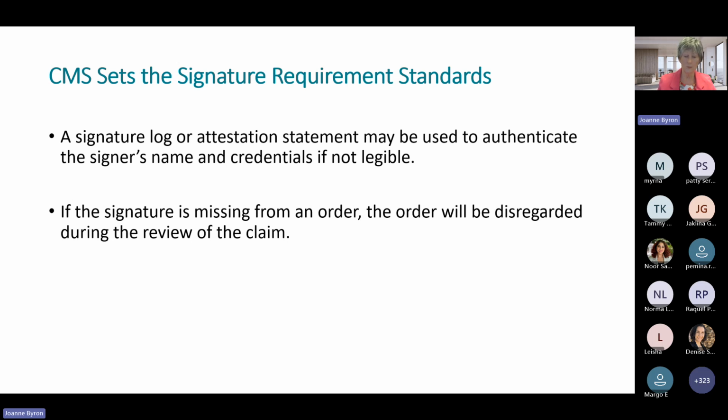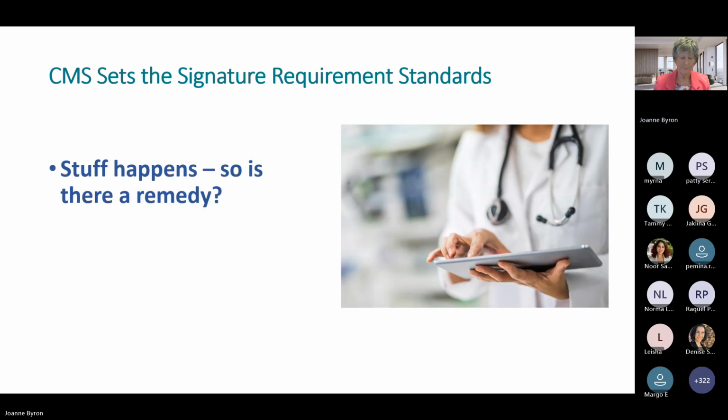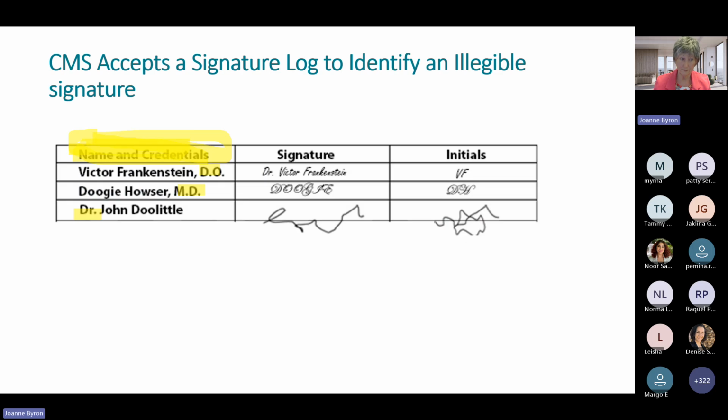You're going to use an accepted remedy. If the signature is missing from an order, the order is going to be disregarded during the review of the claim. So as much as we strive to care for our patients, and in the hurry of trying to get administrative work done, which is a real pain, and we're trying so hard, we're all overworked, an entry can occasionally go unsigned or have an invalid statement or signature applied. There isn't a remedy for all situations, but there are a couple of solutions that Medicare accepts. Other payers may or may not follow these specific guidelines.